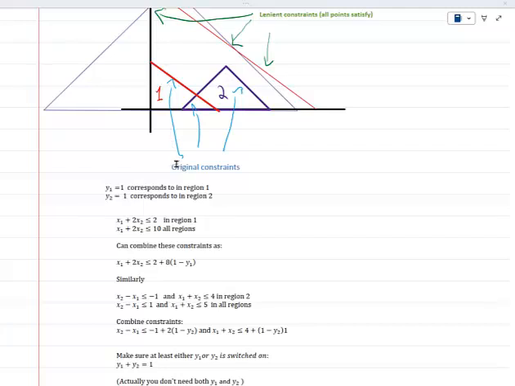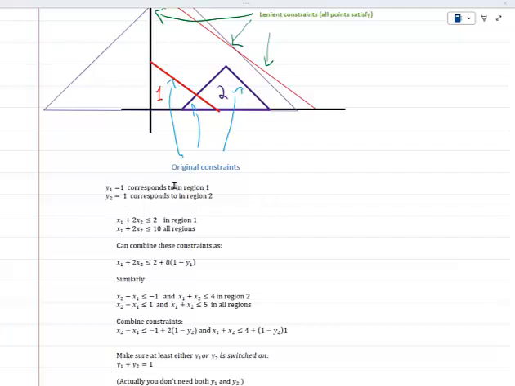When y2 equals 1, the minus 1 and the 4 constraints are operative. If I turn off the y2 constraint, I get the lenient constraints, and everything satisfies. The last step is to make sure that either y1 or y2 is switched on. So you have y1 plus y2 greater than or equal to 1. At least one of the constraints must be turned on. If you turn off both constraints, then you will allow too many points.